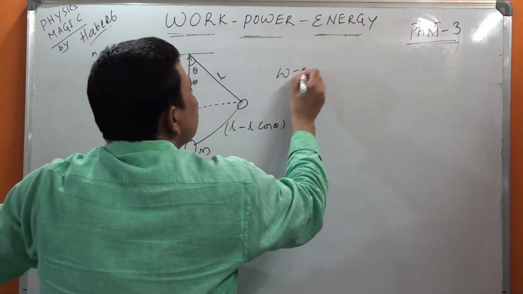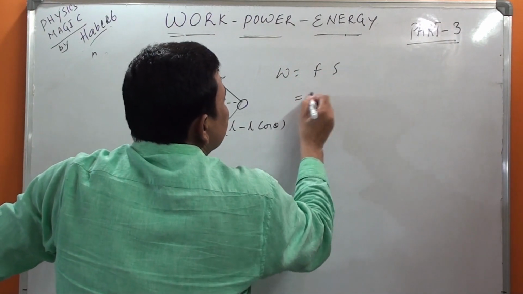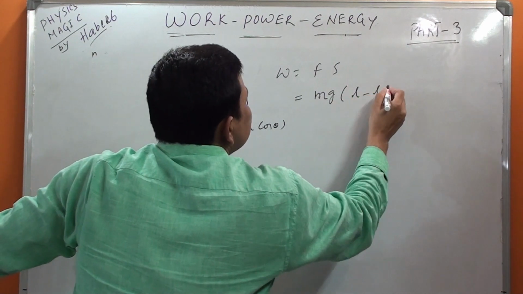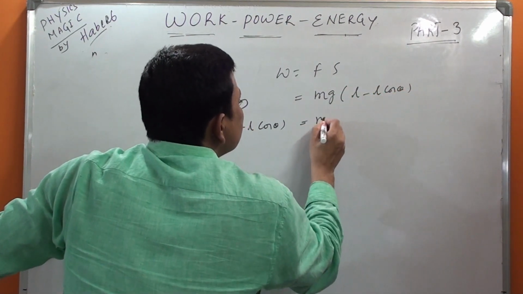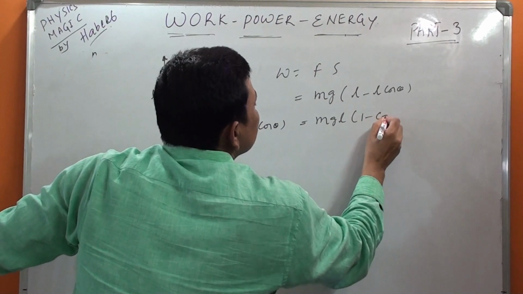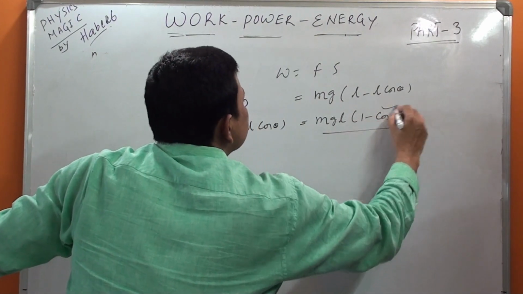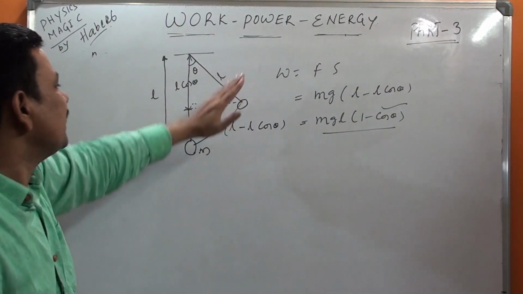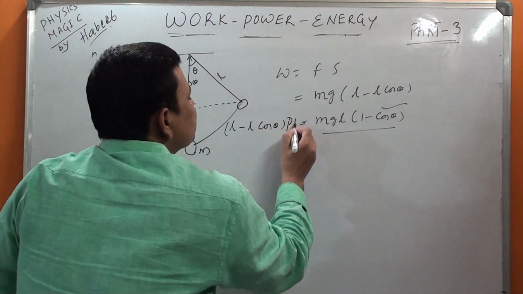Therefore, work done is equal to force into displacement. Force is mg and displacement is L minus L cos theta. Then mgL into 1 minus cos theta. So directly you can use this formula to find out the potential energy or work done in lifting. This work done will be the potential energy.